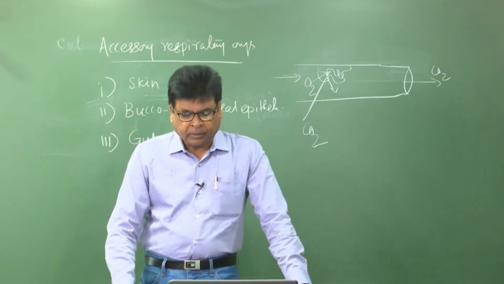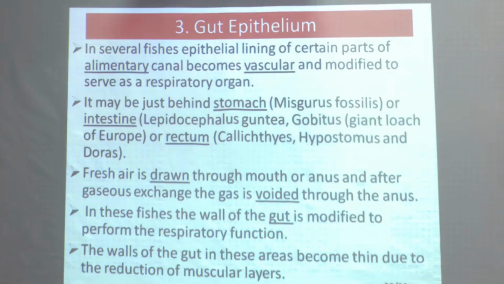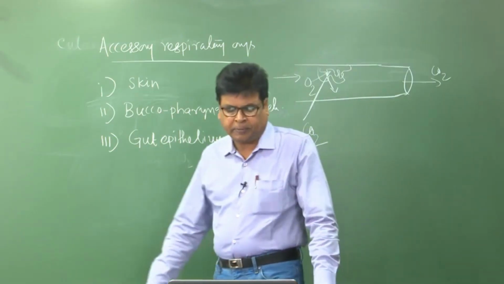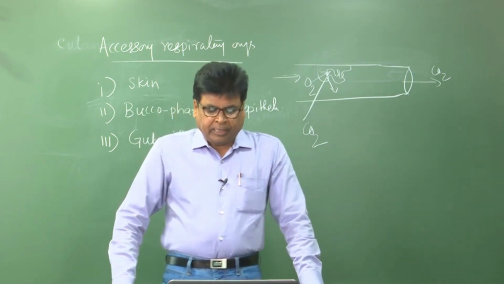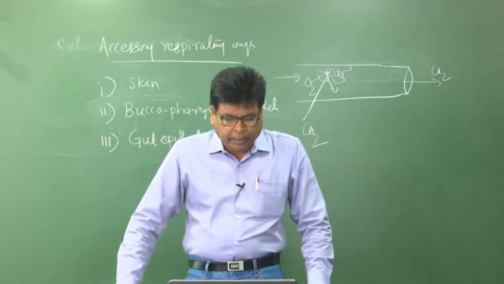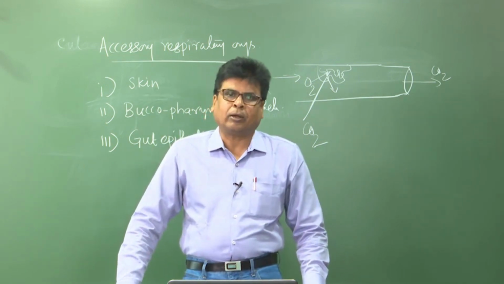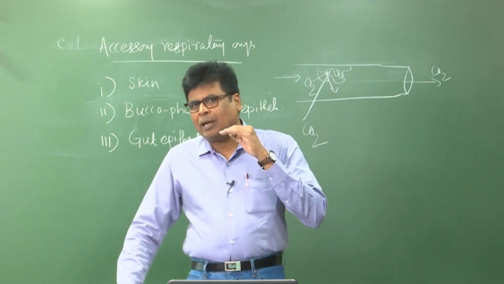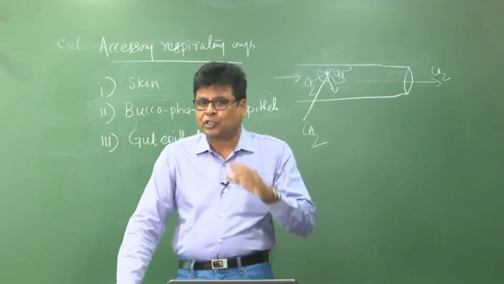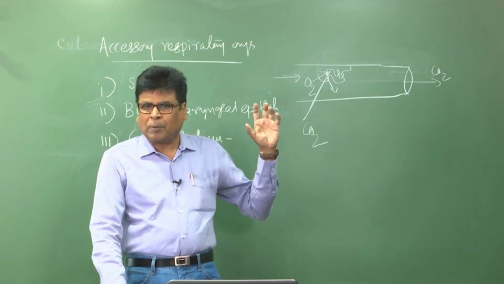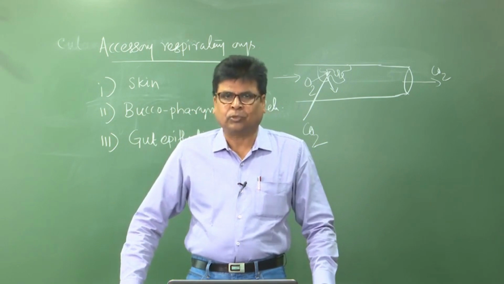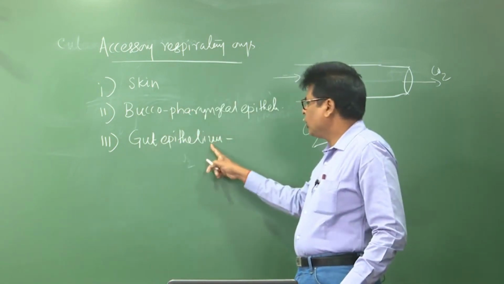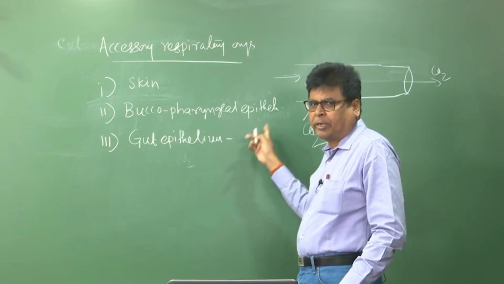The wall of the gut is modified to perform the respiratory function. I have given this in this picture. In this case, the walls of the gut in these areas become thin due to the reduction of the muscular layer. So the wall is thin due to the absence of the muscle layer. Instead, there are mostly blood capillaries present, and these blood capillaries provide the area for exchange of gases. So this is the gut epithelium as accessory respiratory organ in fishes.